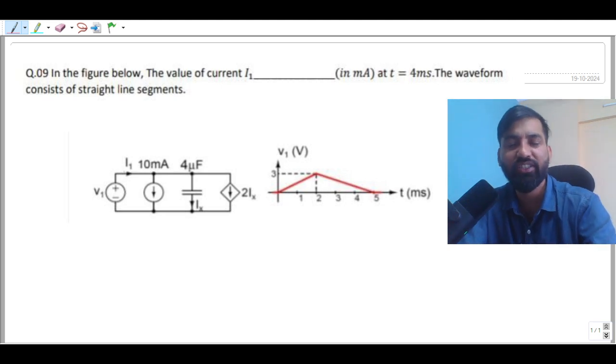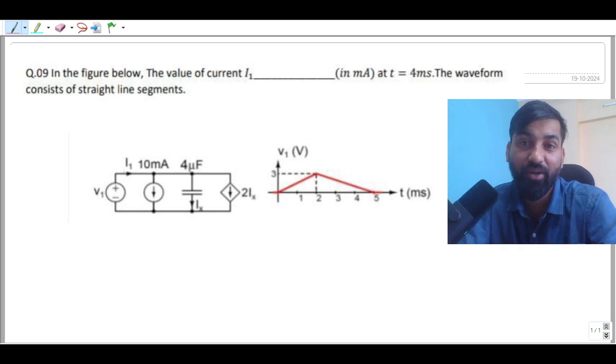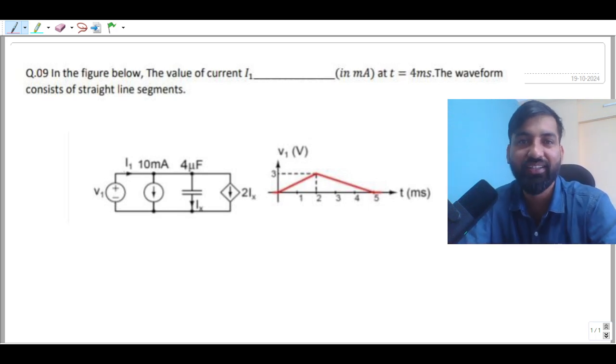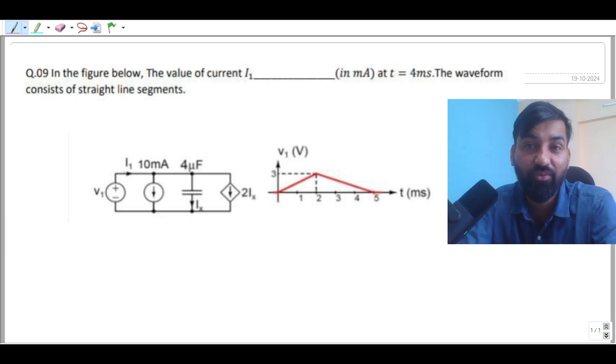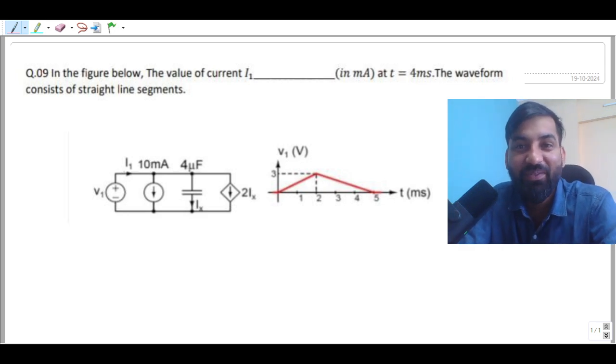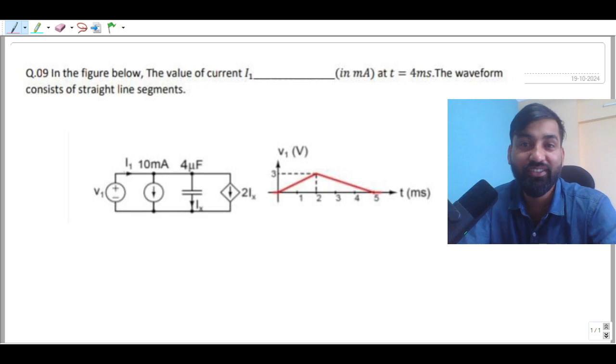You will not be able to see any sort of resistance here. So you might think, oh my God, it's a very difficult question. Many students might be thinking that there is a capacitor, there is a dependent source, and there is a waveform, so this can be a transient problem, a charging or discharging capacitor kind of problem. But that is your wrong assumption.